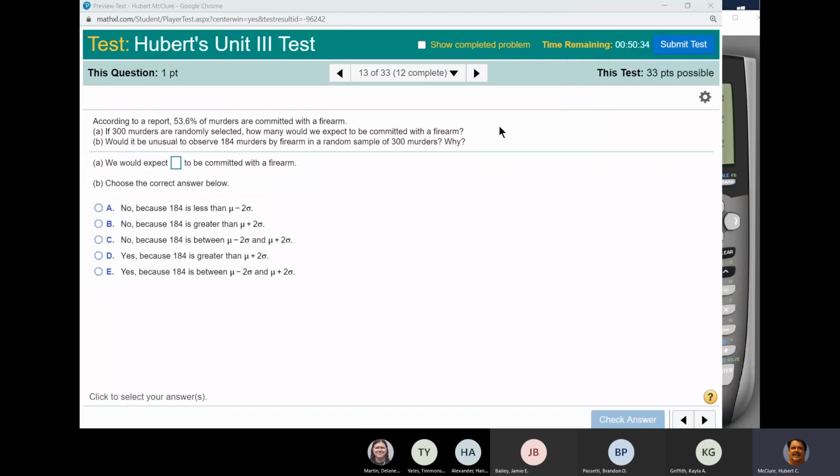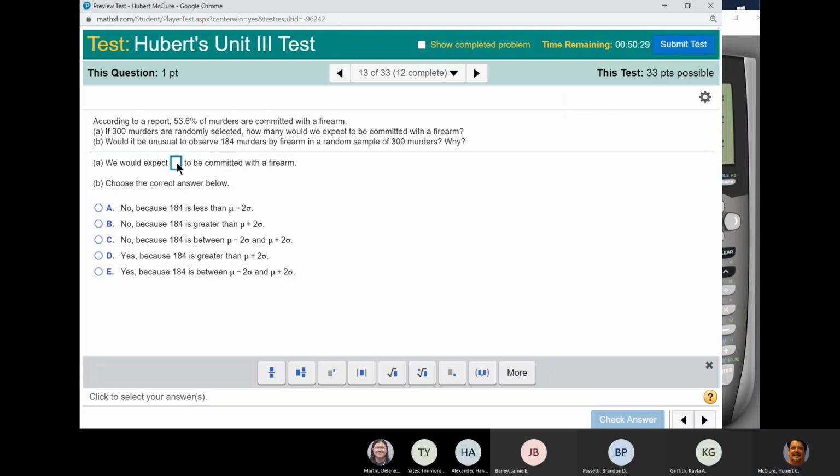And we would expect, there's that word again, expect. The average is the expected value. It doesn't say round, so we're going to do 160.8. Well, you can't have 0.8 of a crime, so I'm going to say 161 crimes.